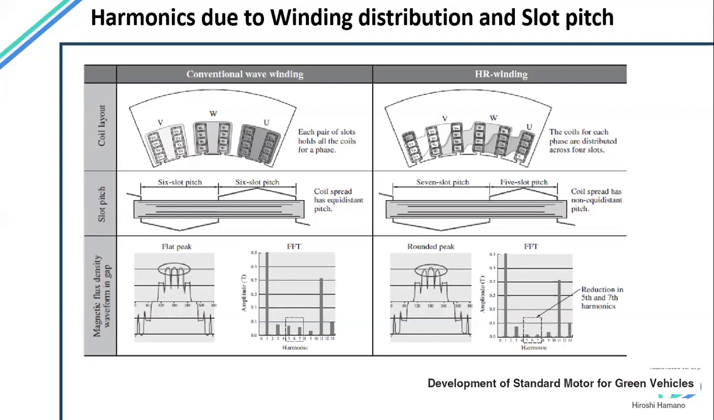So there is the conventional wave winding, and there is some special winding here. You can see if you do the FFT on this air gap flux density, some harmonics are reduced. If you compare these two, the different winding patterns will give us reduction or elimination of harmonics, and this is where we will be focusing most of the time in our design.